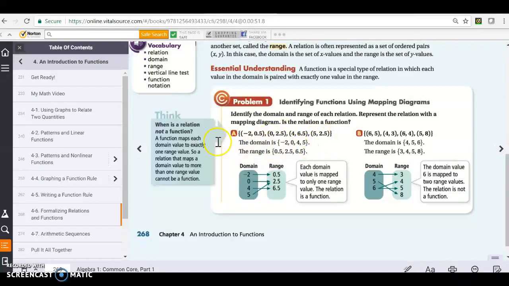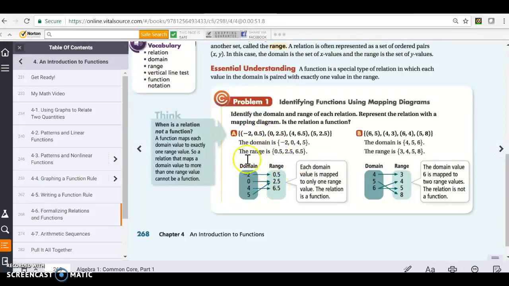So the domain is always my first number. So I have negative 2, 0, 4, and 5. The range is my last number, so it would be 0.5, 2.5, 6.5, and 2.5. 0.5, 2.5, and 6.5. We don't have to repeat the 2.5, right?